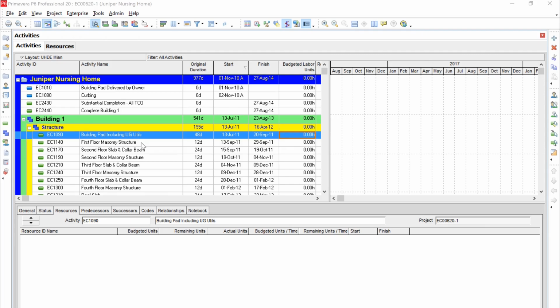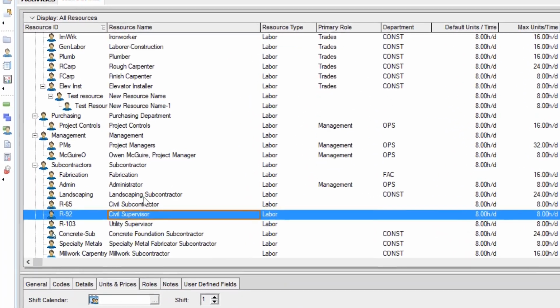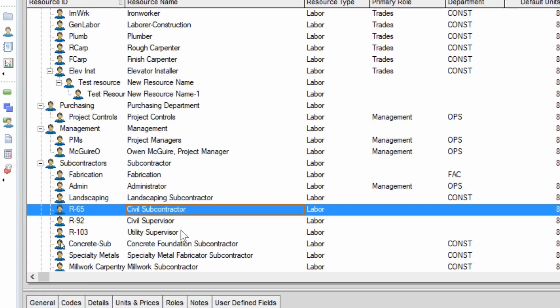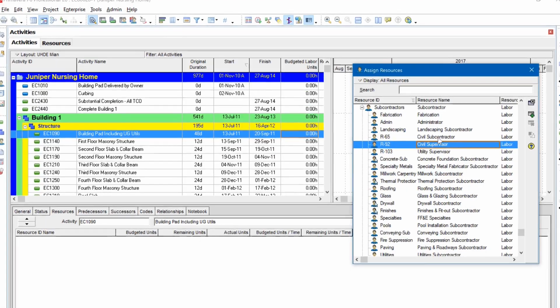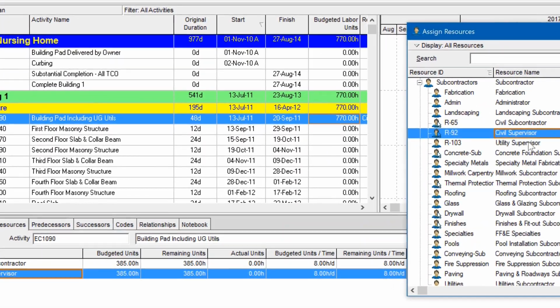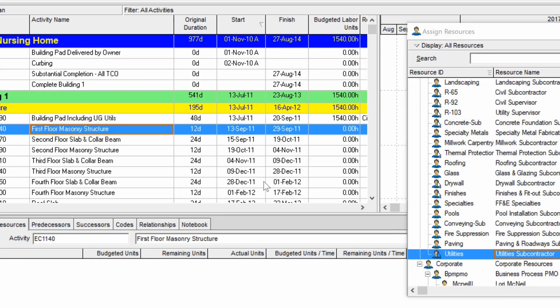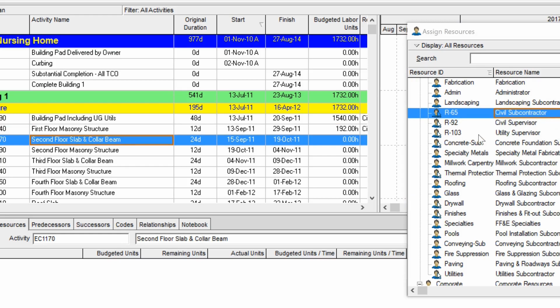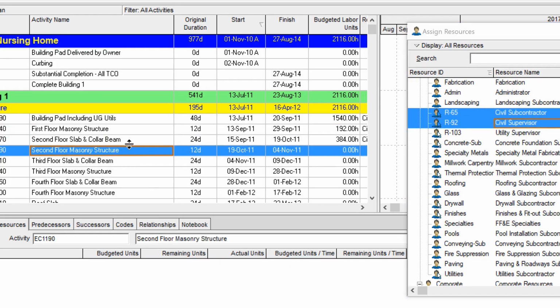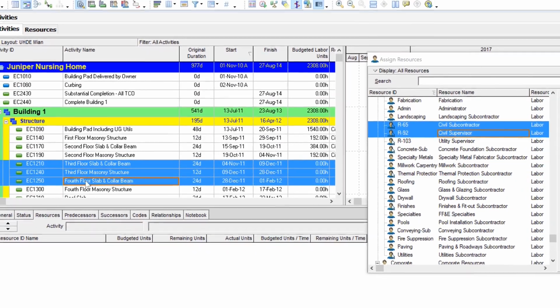In the second practice, the planner has the list of the resources in the resource sheet. For example, these are the resources: landscaping subcontractor, civil subcontractor. Then assign these resources to the activities. For example, for the first activity, the civil subcontractor, civil supervisor, utility supervisor, as well as the utility subcontractor will be working. On the second activity, the civil supervisor and subcontractor will be busy working, and the second one and the third one will be the same. And for the next activity, again the same two resources, and we can continue like this for all the activities one by one.